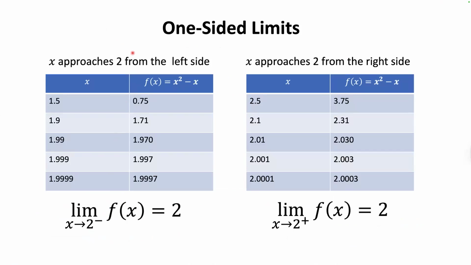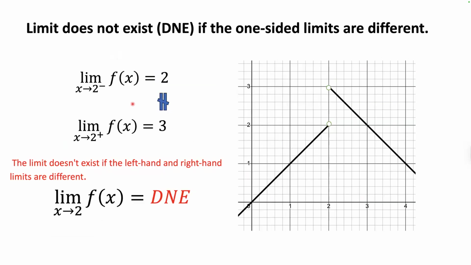The table on the left shows f(x), which is x² − x. In this function, the f(x) values approach 2 as the x-coordinate approaches 2 from the left. The table on the right shows how the f(x) values approach 2 as the x-coordinate approaches 2 from the right in the function f(x). However, some functions do not have a limit.